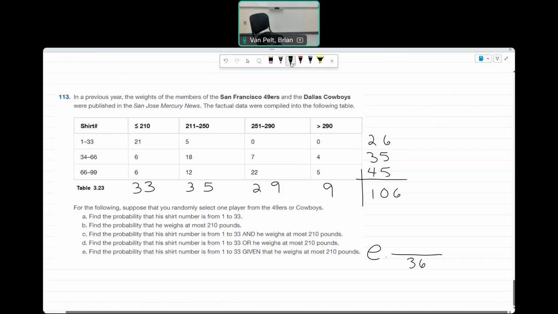And then what do they have before? This is the vertical bar, by the way. Now, find the probability, so we've got 36. Find the probability that the shirt number is from 1 to 33, given that their weight is at most 210 pounds. So this is the column we're talking about for part E. How many in there have a shirt between 1 to 33? 21, yes.